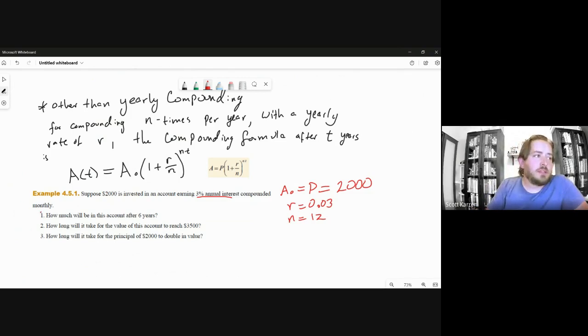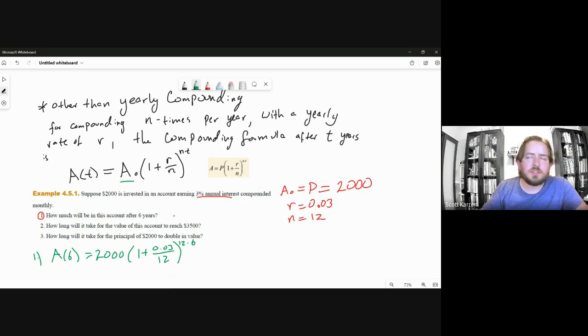So we're asked 3 things here. Number 1, how much will be in the account after 6 years? So that is to say, what is A of 6? That is equal to the initial amount that I put in, $2,000, multiplied by 1 plus 0.03 divided by 12. And I raise that to N times T, so N is 12, and I multiply that by 6.